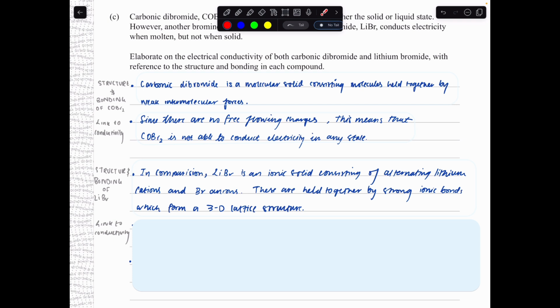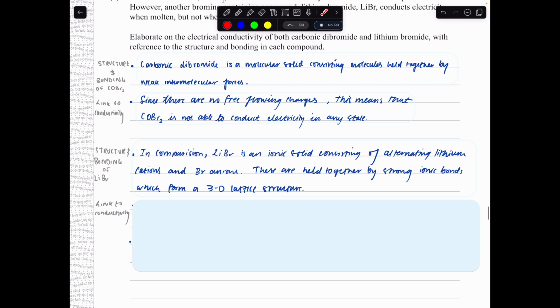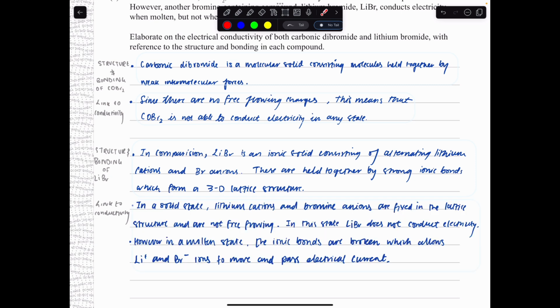So these strong ionic bonds are able to occur between these cations and anions because of the electrostatic forces between them. Opposite charges love to attract, and so that's why these ionic bonds are very strong and hold the lithium bromide in a 3D lattice structure. Okay, now we have to link it back to the context. In a solid state, lithium cations and bromine anions are fixed in the lattice structure, and there are no free-flowing charges, okay? There are no free-flowing charges in a solid state for lithium bromide.